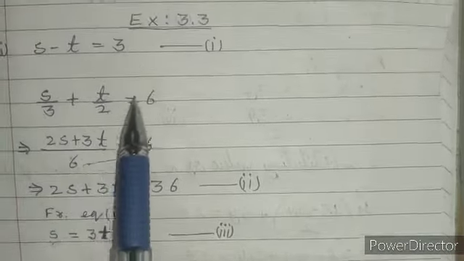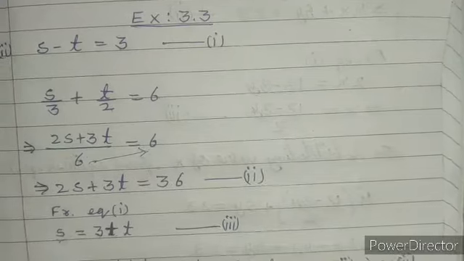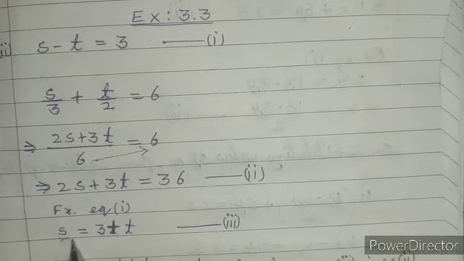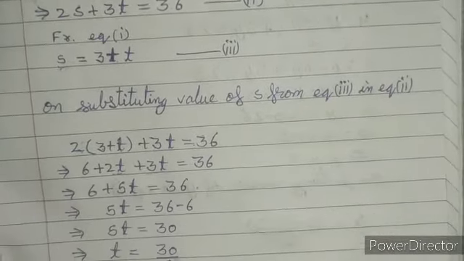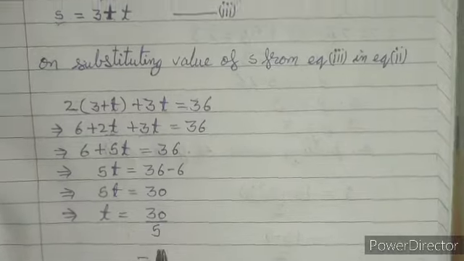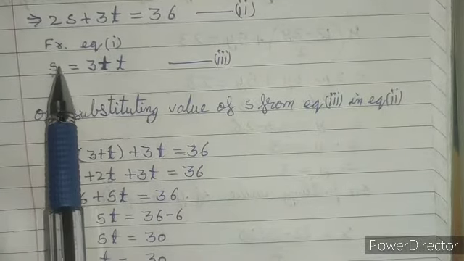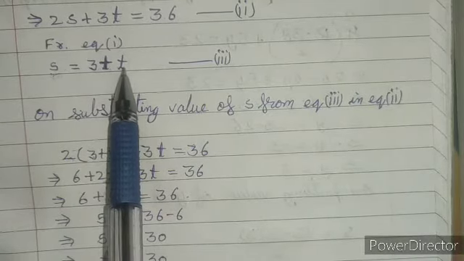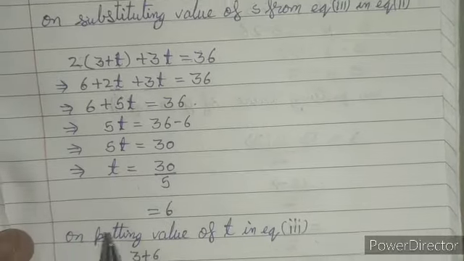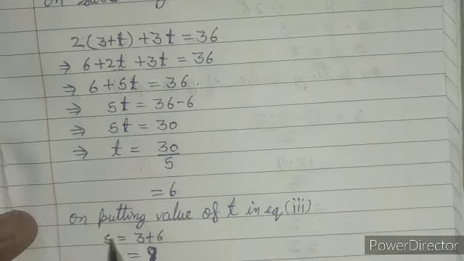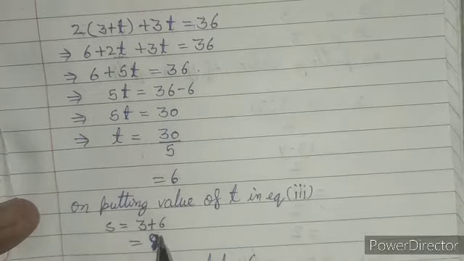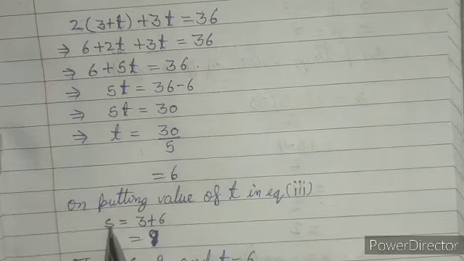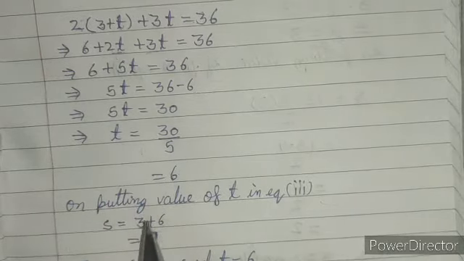After getting the value of one variable, we will put the value of that variable in any one of the equations, first, second or third, whichever is convenient. Here the most convenient way is to put the value in equation third. So we will put the value of t, that is 6, in equation third. Our equation third was s equal to 3 plus t, and this will become s equal to 3 plus 6, that is equal to 9. That means the value of s is 9 and the value of t is 6.